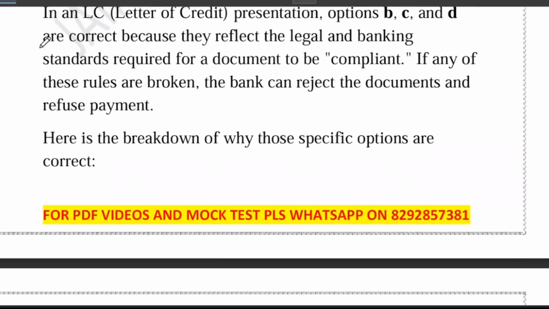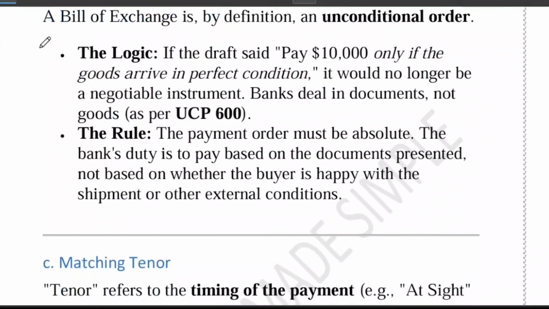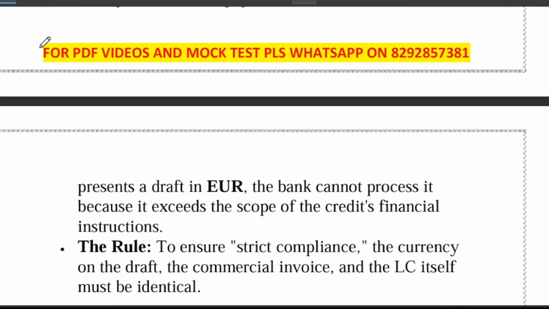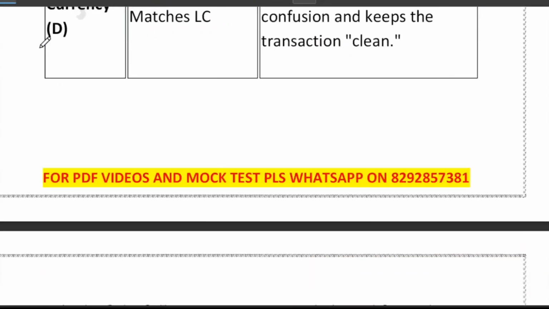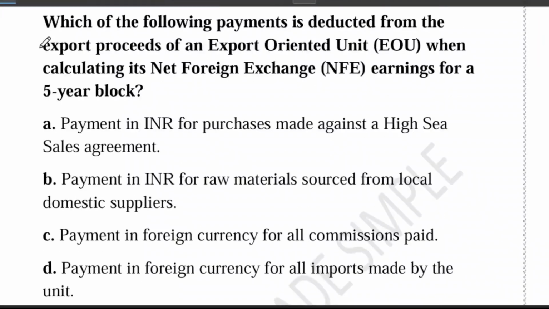Now friends, let's shift our focus to the next question. This way we have summarized everything in this particular PDF. You can see question number 2 is on your screen. Exactly the same question was asked in the examination. Which of the following payments is deducted from export proceeds of an export oriented unit, that's called EOU, when calculating its net foreign exchange earning for a 5-year block? Very good question it is.